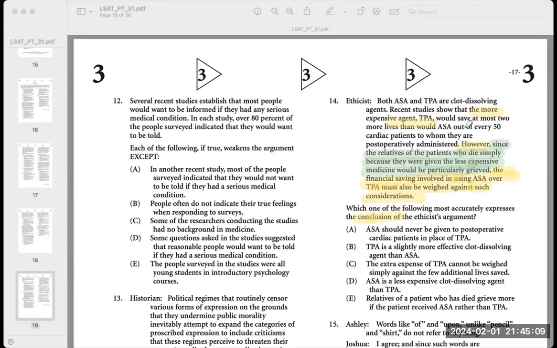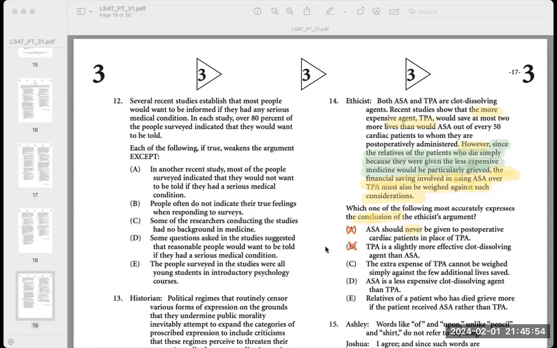All right. What's the conclusion? A: ASA should never be given to postoperative cardiac patients. That language is too strong. Never. We don't like that. B: TPA is slightly more effective. That's true according to the passage, but it's not what they're trying to convince us of, ultimately. C: The extra expense of TPA cannot be weighed simply against the few additional lives saved. Cannot be weighed simply.